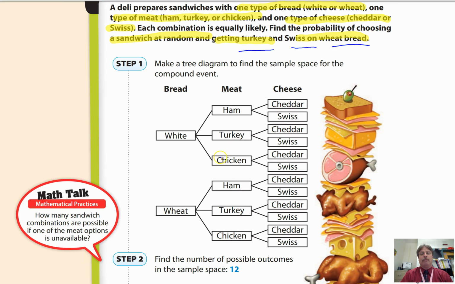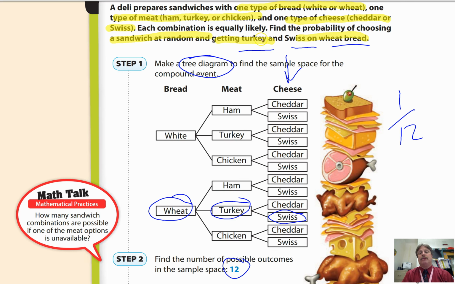The last thing we're going to look at is that we want turkey and Swiss on wheat bread. So we're going to look here at the wheat bread. We're going to look at the turkey, and we're going to look at Swiss. And in this example, we only have one opportunity that we can have all of that in 12. So our probability then is 1 out of 12 that we will get a turkey and Swiss on wheat bread.